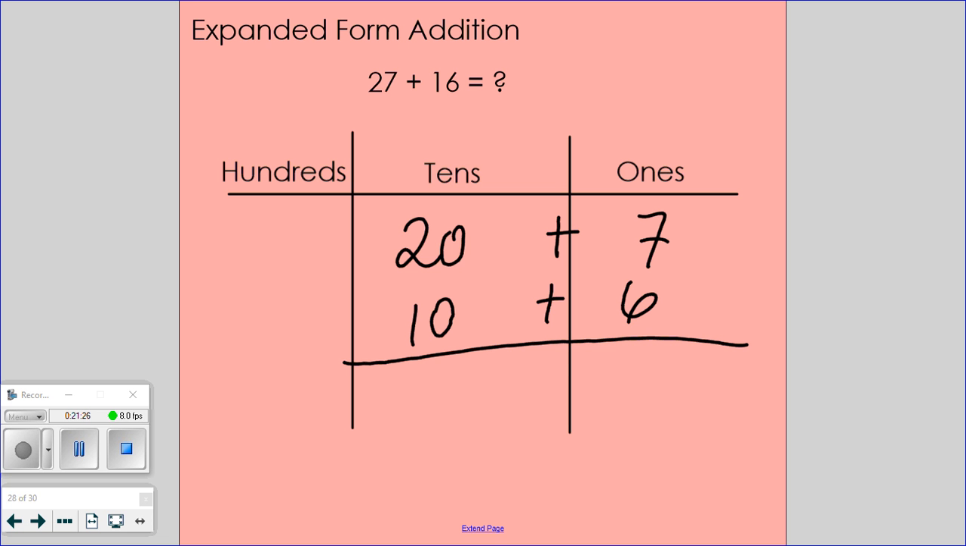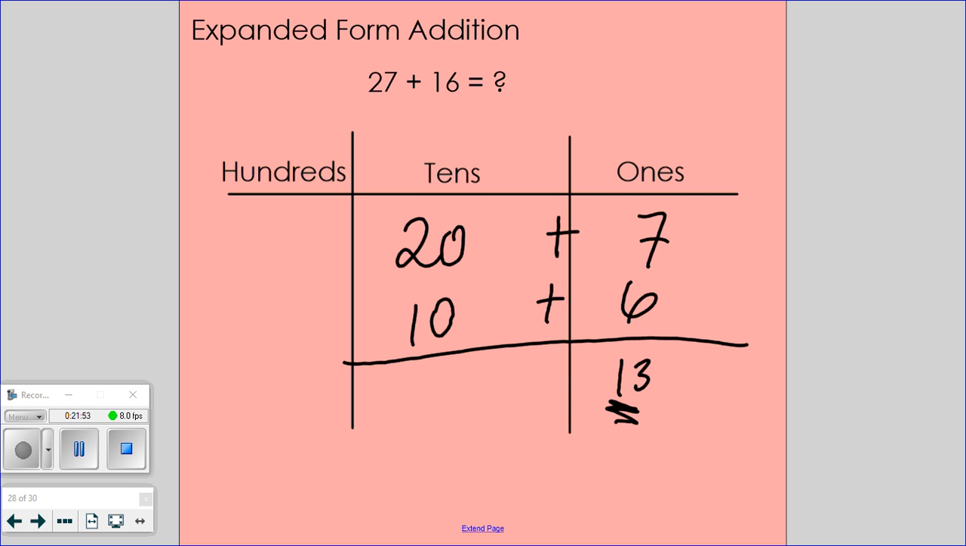7 ones plus 6 ones. We just found out it's how many ones? We just did this problem already with our pieces. Hunter? 13. Is 13 a digit I can squish in here? No. What do I need to do? Because I have too many ones to go in my ones place.